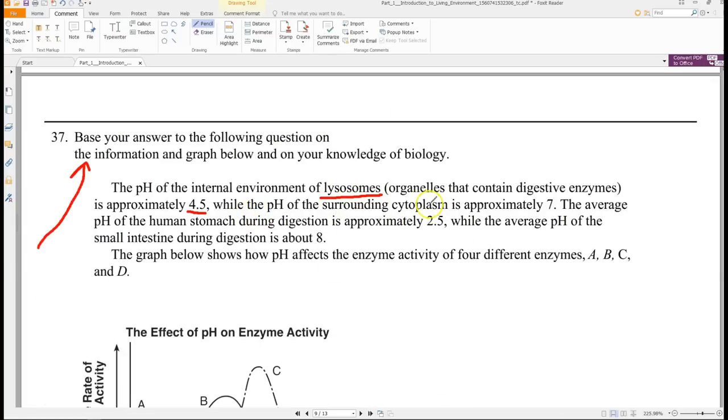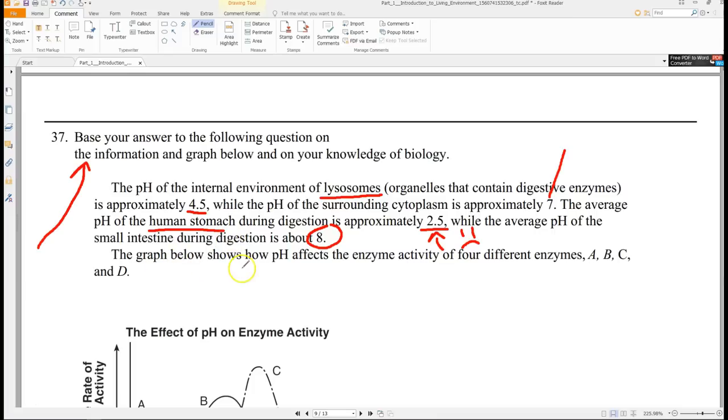While the pH of the surrounding cytoplasm is approximately 7, that's neutral. That's how our water should be, our blood. We should work at a neutral 7. Not too acidic, not too basic. The average pH of a human stomach during digestion is approximately 2.5. Wow, that is very acidic, to break down and digest your food. While the average pH of the small intestine during digestion is about 8. This is very basic. You see how things change?